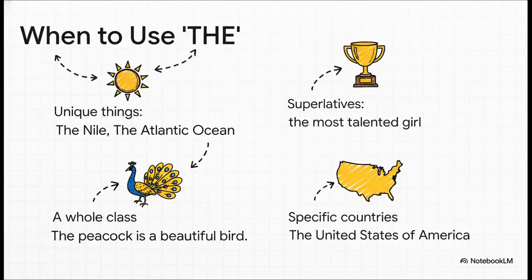So this master key, the, gets used in some really specific situations. We use it for things that are one of a kind because there's only one, the sun, right? We use it for superlatives, like the most talented girl, because she's number one. We also use it to talk about an entire group of something, like when you say the peacock, you mean all peacocks in general. And, of course, for specific countries, like the United States of America.